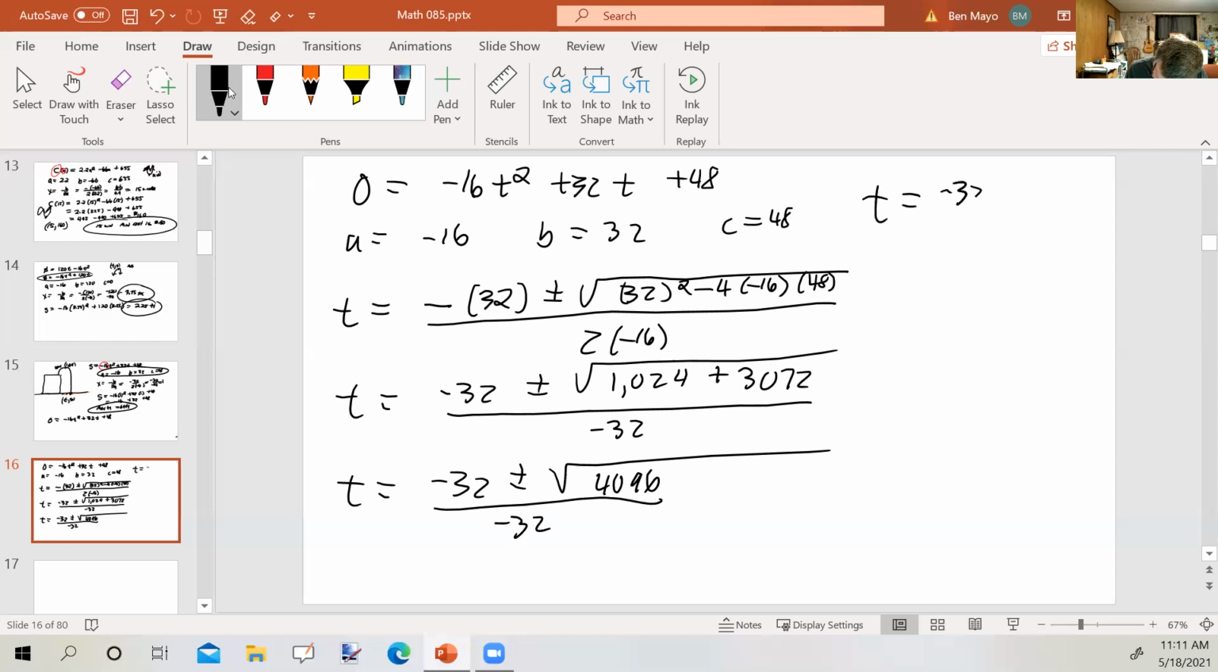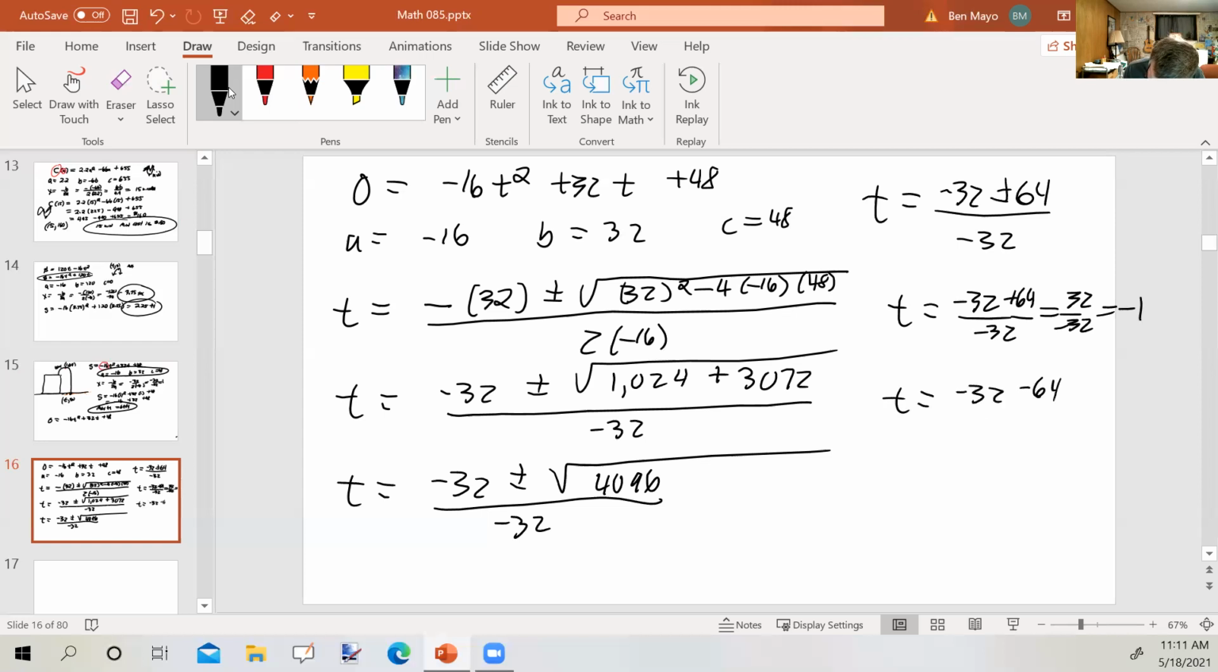t equals negative 32 plus or minus 64 over negative 32. The square root of 4096 is 64. Okay, so t equals negative 32 plus 64 over negative 32, which is 32 over negative 32, which is negative 1. t equals negative 32 minus 64 over negative 32, which is negative 96 over negative 32, which is 3. So t equals negative 1 and t equals 3.